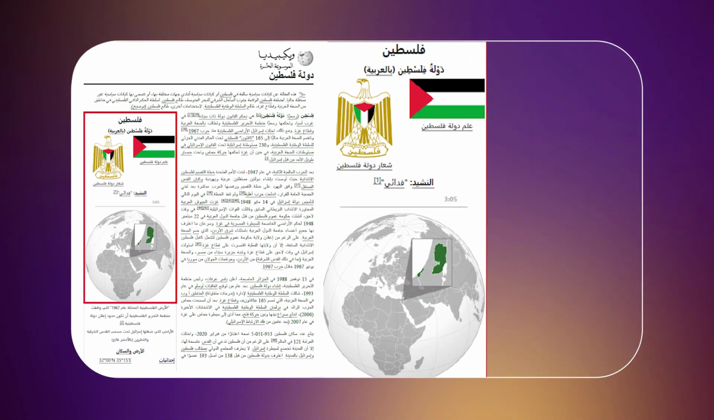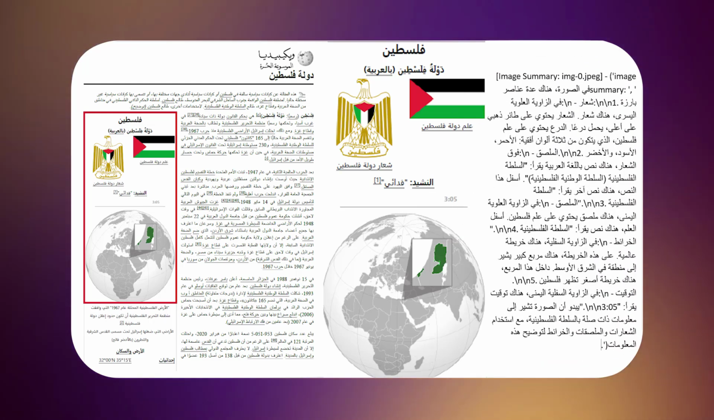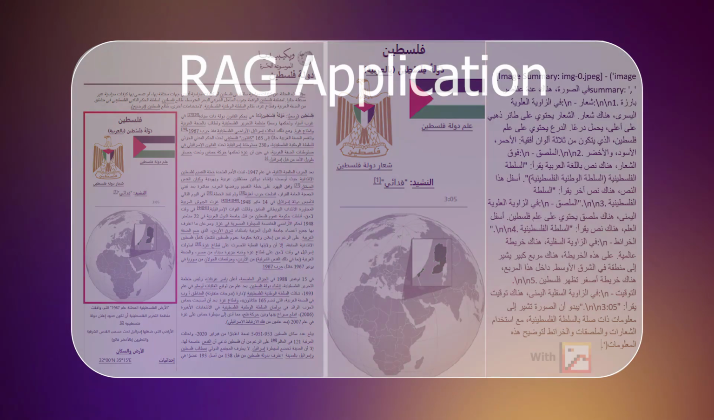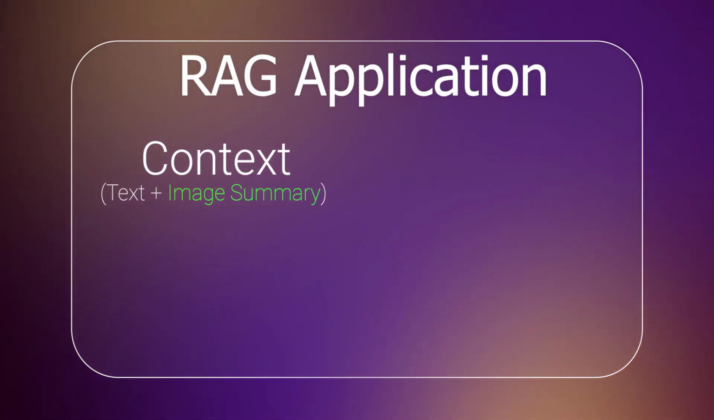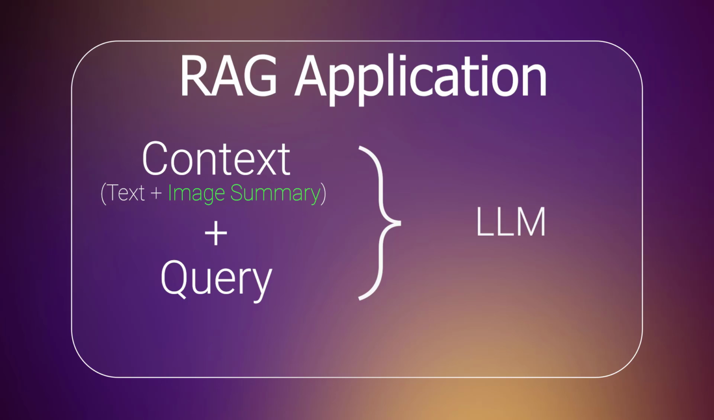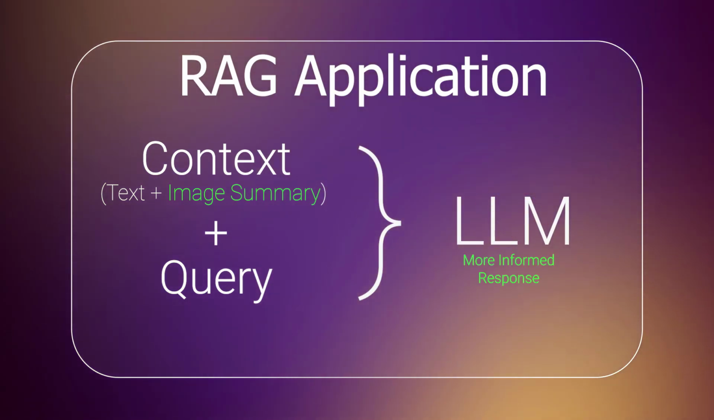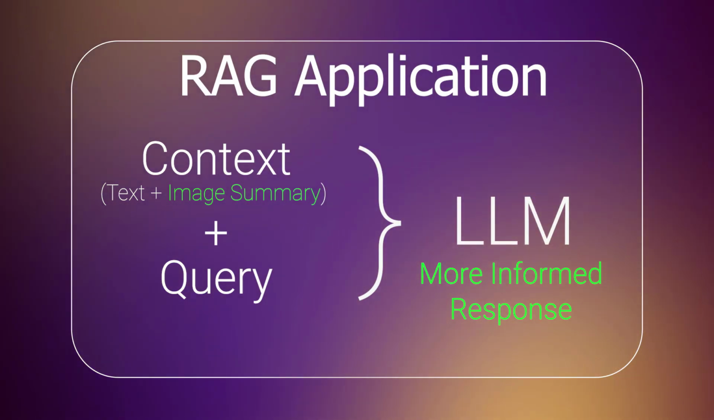Then we will summarize the image's content using a second model called Pixtral, which is also accessible from the same API key. This process augments the content, allowing the RAG application to answer questions related to the information present, not only in the text, but also in the images.